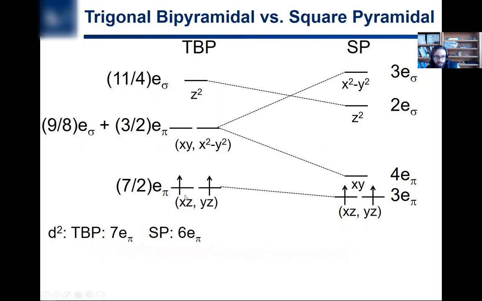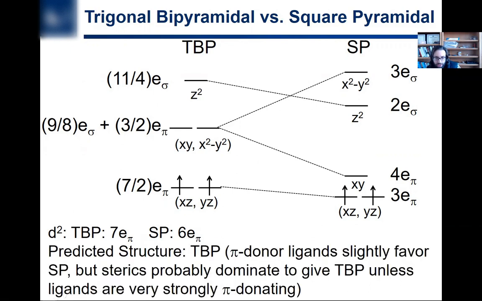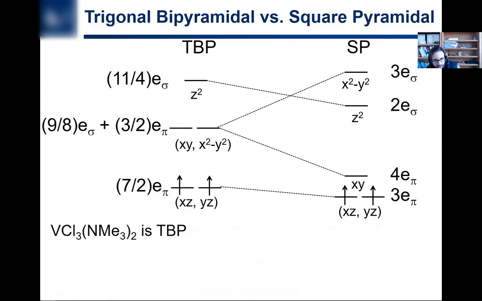Go on to 2 electrons, D2. Now the total energy of TBP is 7 e pi, because it's 2 times each of the electrons having 7/2 e pi, and SP is 6 e pi. So again, you're only 1 e pi difference here, so the story is the same. You're going to be TBP most of the time, unless you have a very strong pi donor ligand, which will slightly favor square pyramidal.